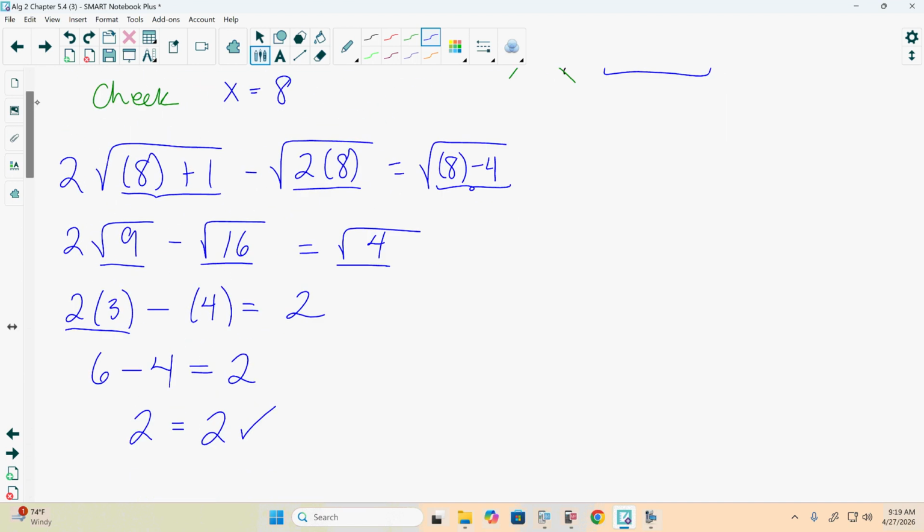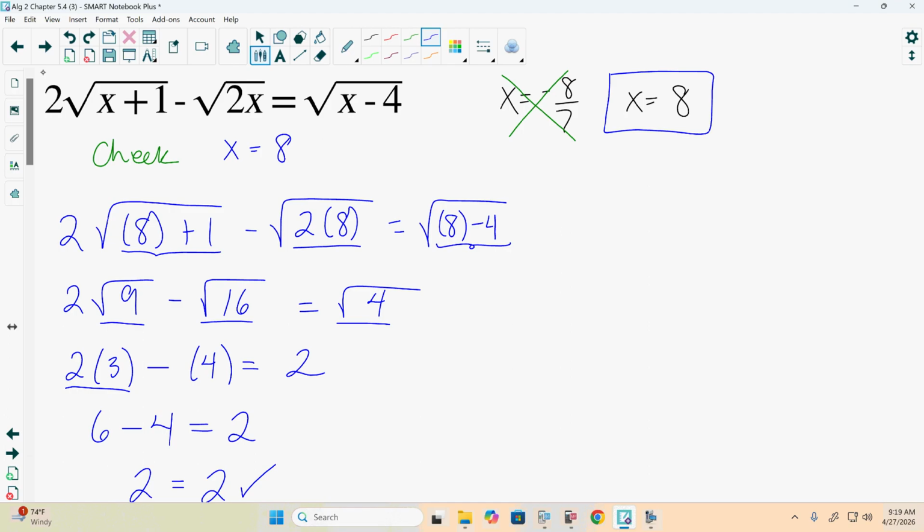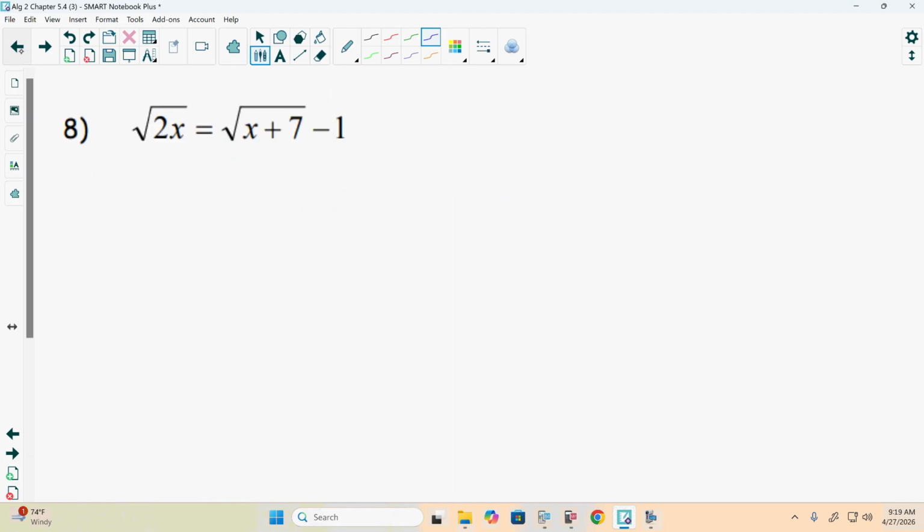And that's what we would do with this here if we have more than one radical. So you have this here, and that's how these would work.